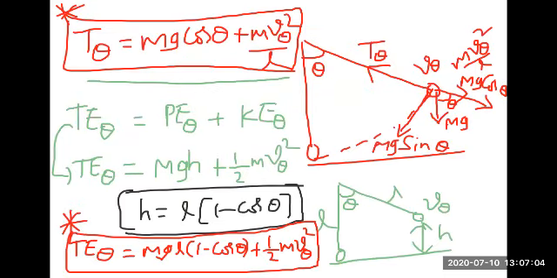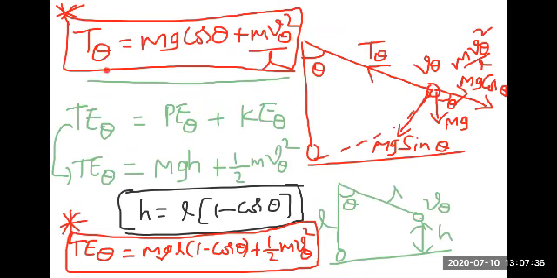Our target is one more: T at theta, tension at an angle theta. Tension at an angle theta means mg cos theta plus mv theta square by L. This is tension at any point. Already we got this formula, and now we know the value of v theta. If you substitute the v theta value here, you will get the value of tension at any point.